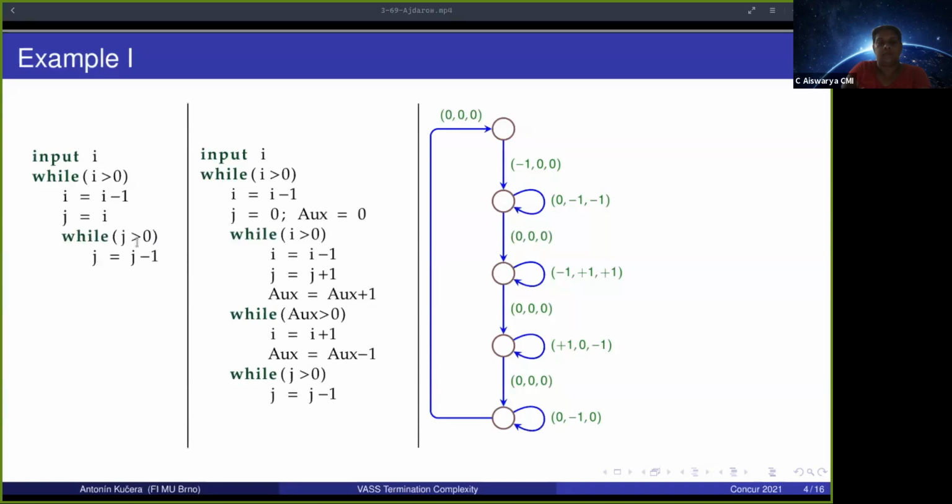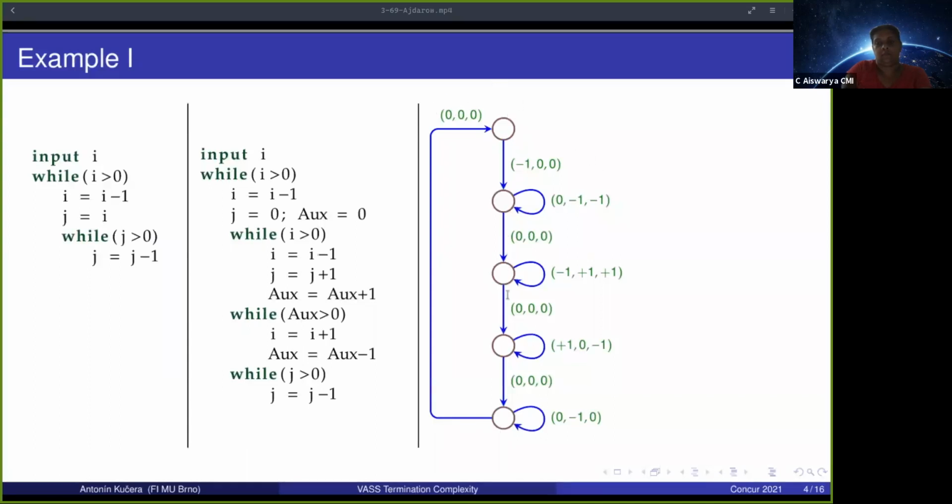And the second problem can be overcome by modeling the assignment using a third auxiliary counter, which is first set to 0 together with the j, and then in this while loop we keep decrementing the i and incrementing both j and aux, and after that we restore the original value of i by transferring the content of aux back to the i. And now for this program we can construct the VAS model simply by replacing these conditionals with non-deterministic choice. In this way we obtain the VAS model shown here.